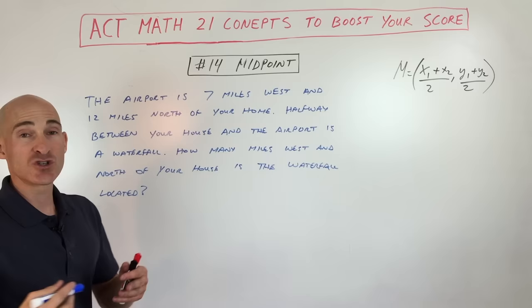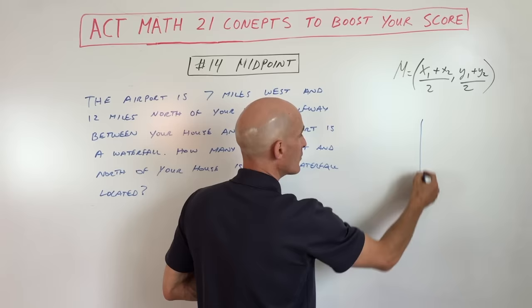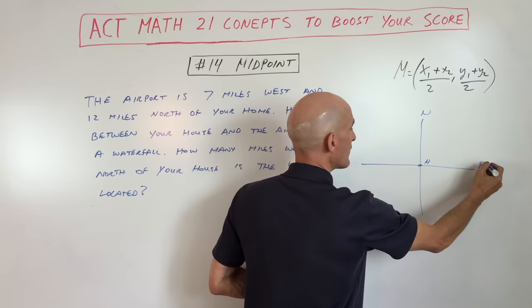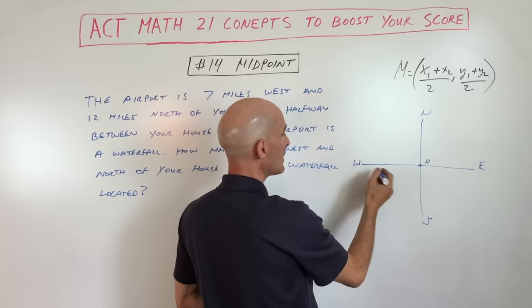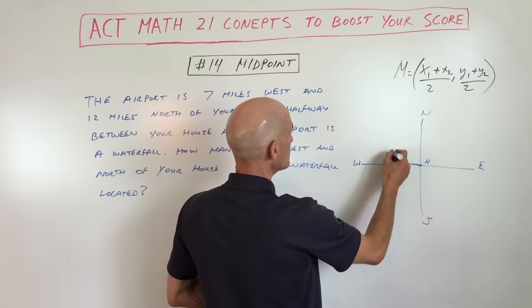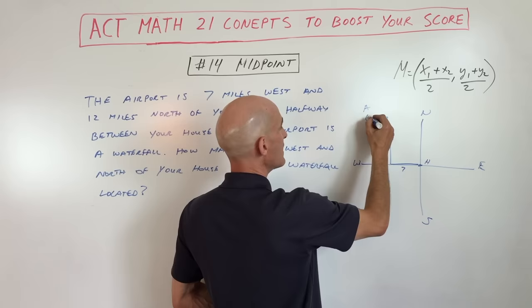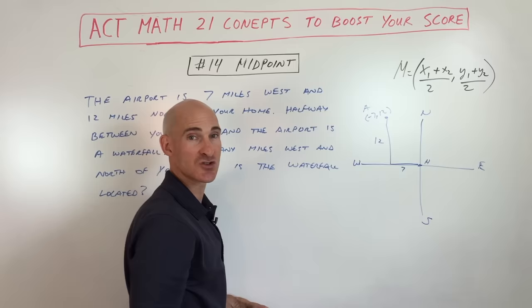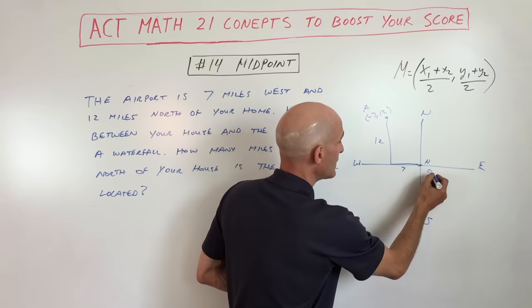Okay, what you might want to do in a problem like this is just draw a diagram. So if we go over here and draw this on a coordinate axis, let's say your home is right at the origin, for convenience, and the airport is located 7 miles west, so 7 to the west, and 12 to the north of your house. So the point where the airport is is negative 7, positive 12. You're going left 7, and you're going up 12. We're making the 7 negative because you're going to the left, and the 12 is positive because you're going up. So what we've done is we've effectively coordinatized these locations.